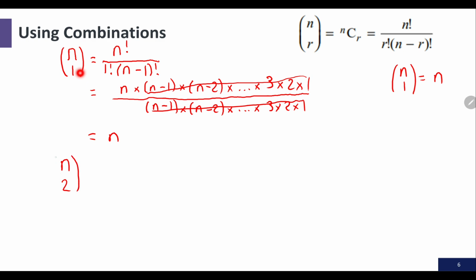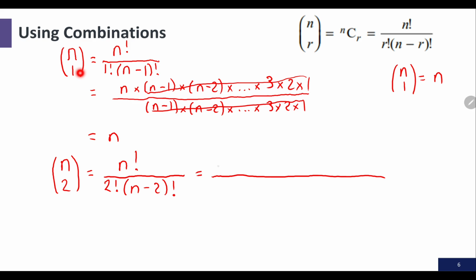I'm going to follow the same approach. The numerator is going to be n factorial. And the denominator, r is 2 this time, is going to be 2 factorial multiplied by n minus 2 factorial. So I'm not going to change what I did in the previous example. Here we go. N factorial is n multiplied by n minus 1 multiplied by n minus 2 multiplied by n minus 3. You can see the pattern. I just need to put in 3 dots there.